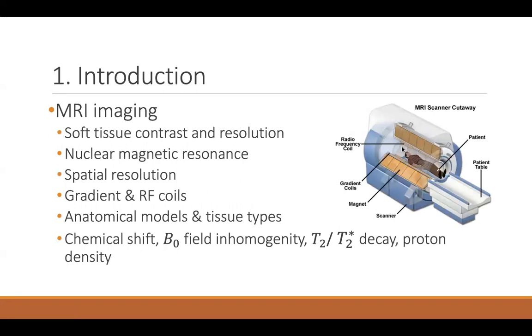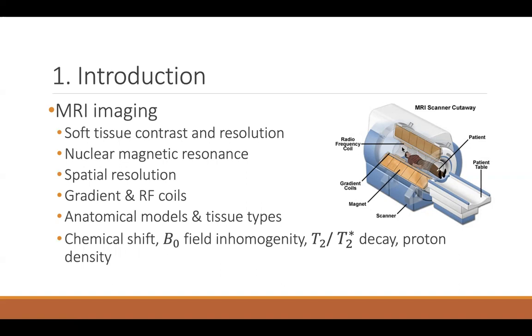Magnetic resonance imaging is a successful imaging technique considering the developments of soft tissue contrast and resolution. Atoms with odd number of protons and neutrons are imaged according to nuclear magnetic resonance. The concept of spatial resolution is applied with the instruments of gradient coils, RF coils, and main magnet. The simulator takes the anatomical model of the brain using the BrainWeb dataset and has parameters adjustable for different tissue types.